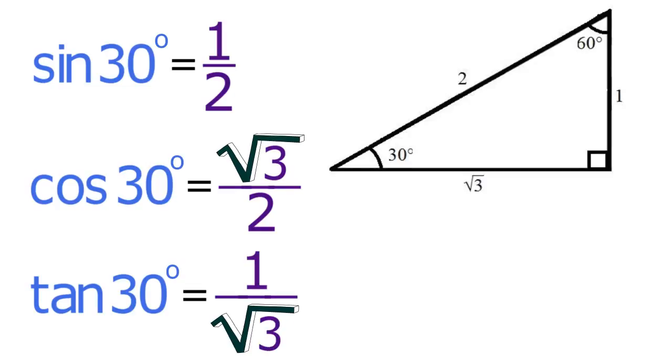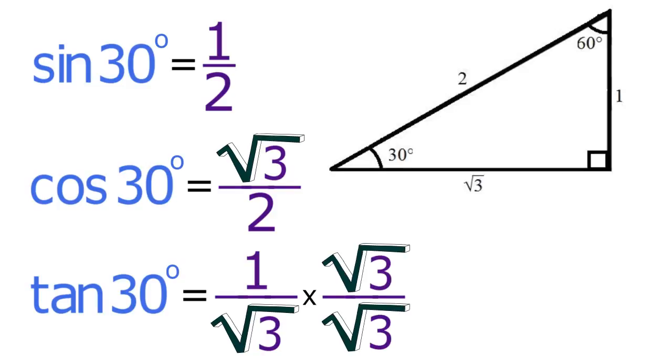As with other values that contain a radical in the denominator, this value can be rationalized by multiplying both the numerator and the denominator by radical 3. This results in the value radical 3 over 3. And this is the value that we will use for the tangent of 30 degrees throughout this course.